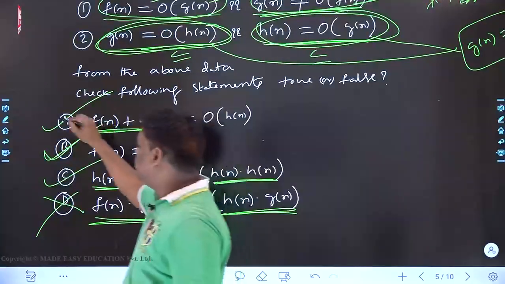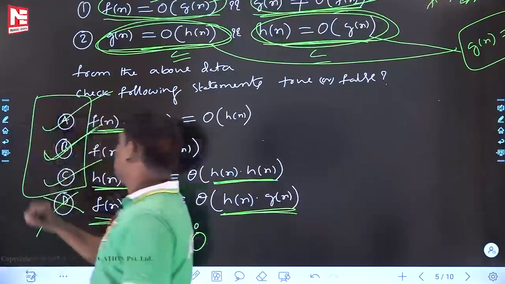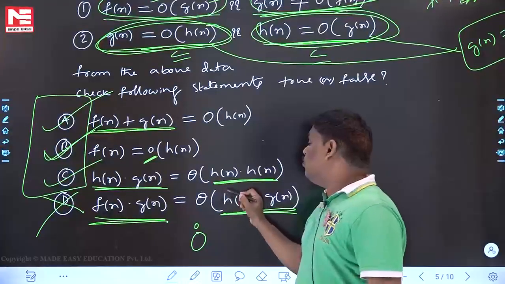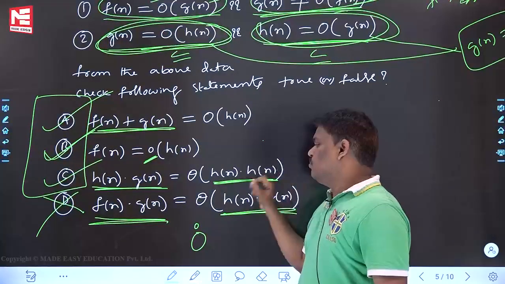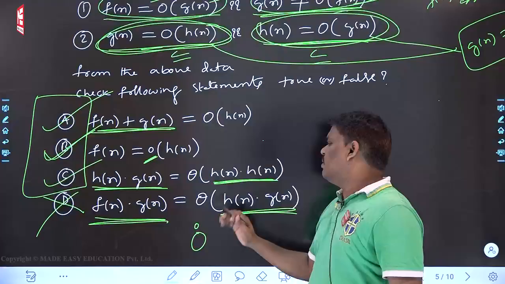He is asking to check whether the following statements are true or false. I think the first 3 statements are true and the last one is false. When would the last one be true? If big O is true, small o is also true. I think the remaining will fail.